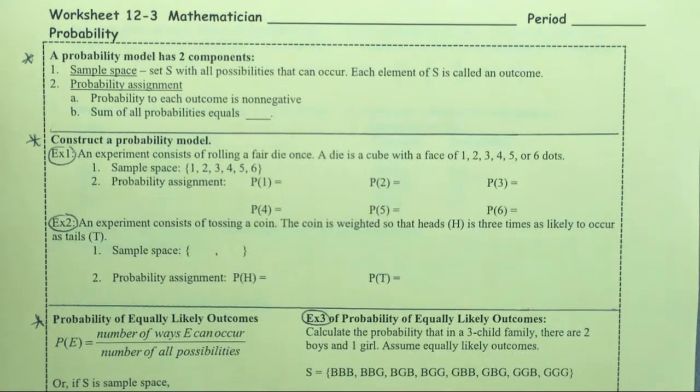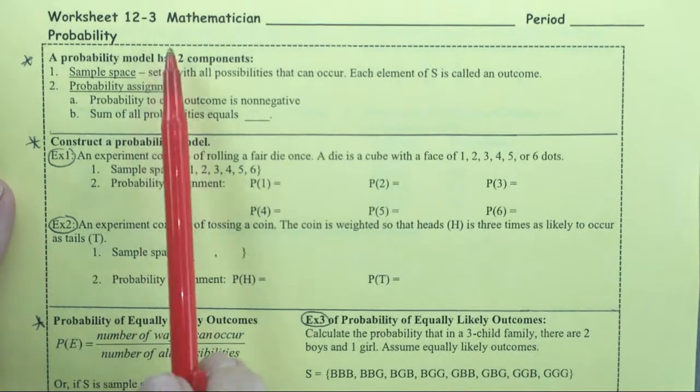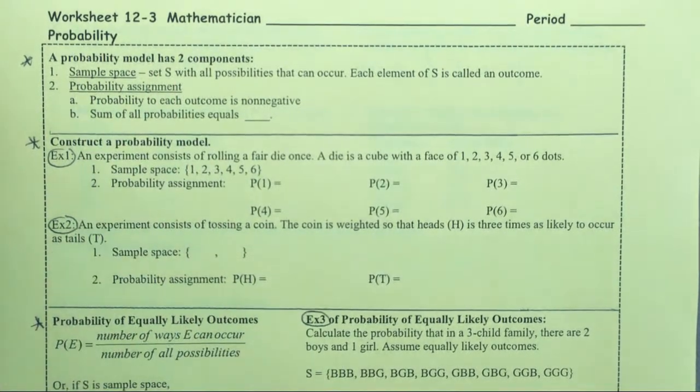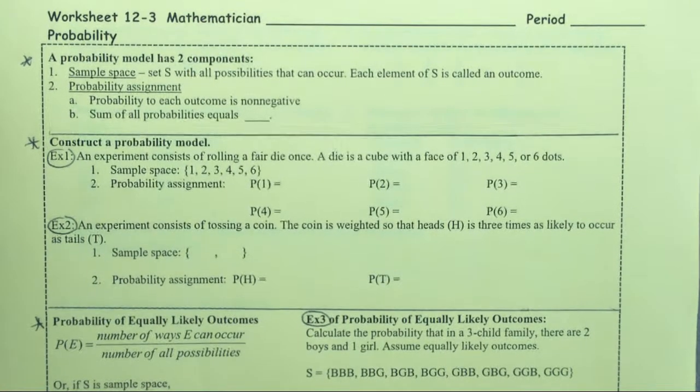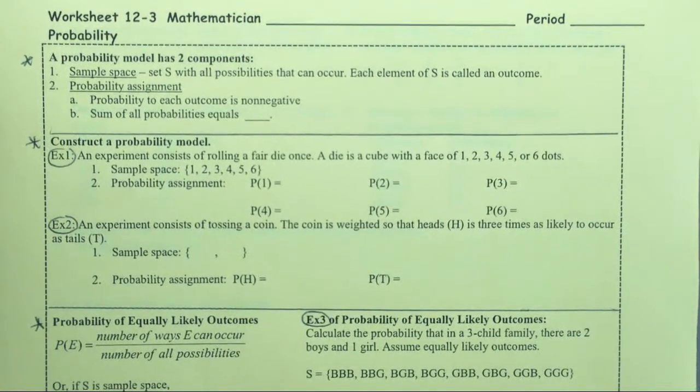So this is your last lesson that you're going to have to watch and do on Google Classroom. And this one's about Worksheet 12.3, which goes over probability. So the first thing we're going to talk about is what are the two components of a probability model.